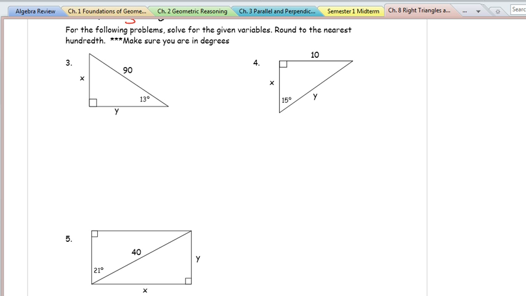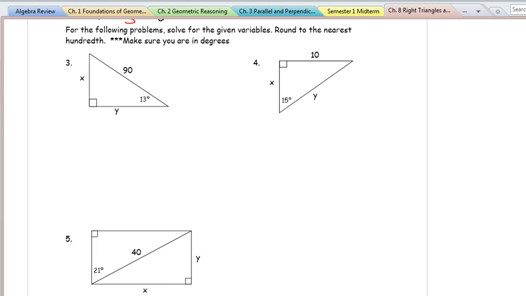Let's look at some of this where we can actually go ahead and apply. For the following problems, solve for the given variables. Round to the nearest hundredth. And again, if you're still a little bit lost, stay with me, and I think as we start plugging in some numbers, we'll be able to put this all together. So notice it's not 30, 60, 90. We don't have two sides, so we can't use Pythagorean theorem, so we have to use trig.